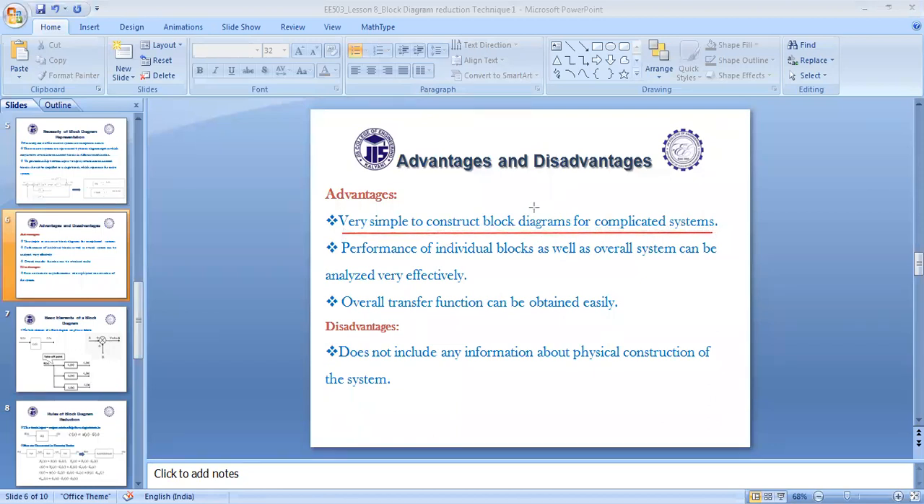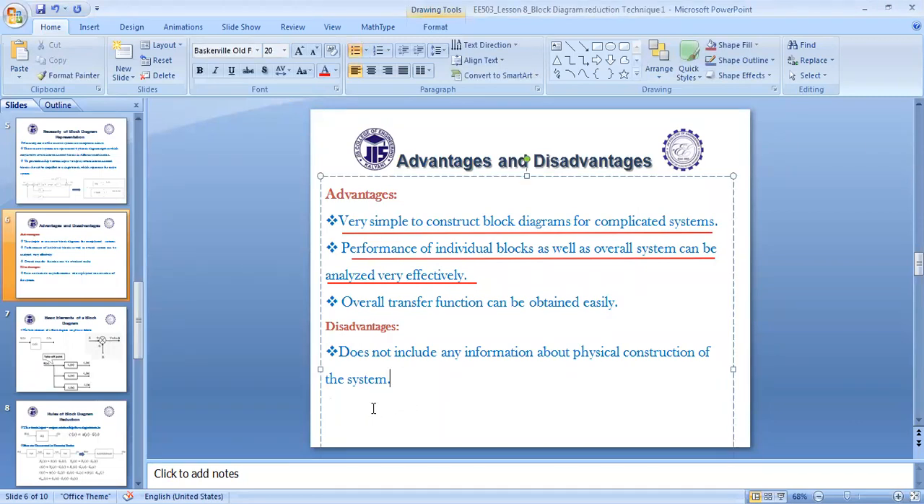See, block diagrams are very simple to construct for a complicated system. So in order to represent a complicated control system, it is very effective tool to use block diagrams for simple representation of the system. Performance of individual blocks as well as the overall system can be analyzed effectively. To discuss this, let us move to previous slide.